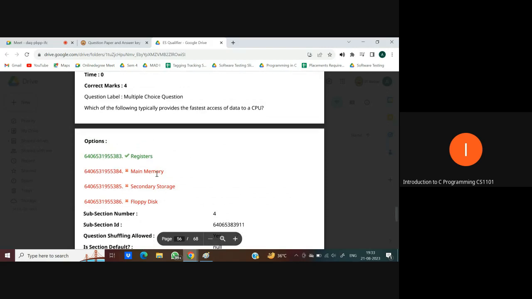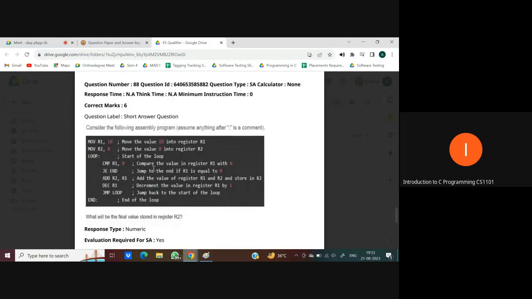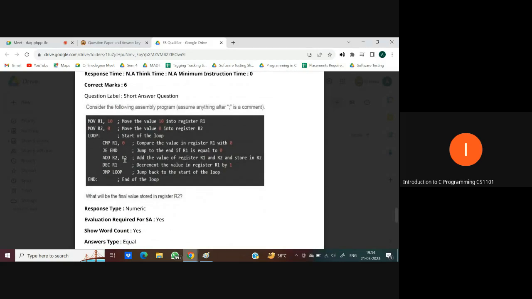Which of the following typically provides the fastest access of data to a CPU? I hope this is an easy or straightforward question. Registers are what are closest to the CPU, and that is where you will get the fastest access. I think this is a similar question, right? We already have tried two such questions before in today's session.